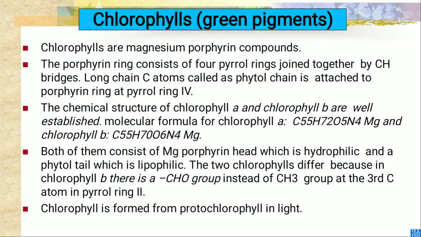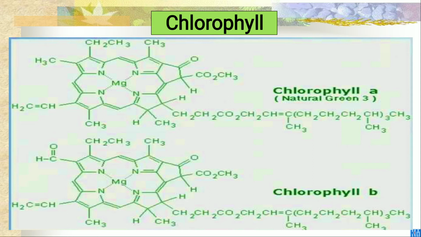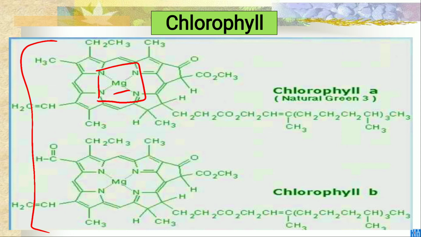Chlorophyll is formed from protochlorophyll in light. Okay, this is the structure of chlorophyll A and chlorophyll B. You see the 4 nitrogen atoms and 1 Mg.